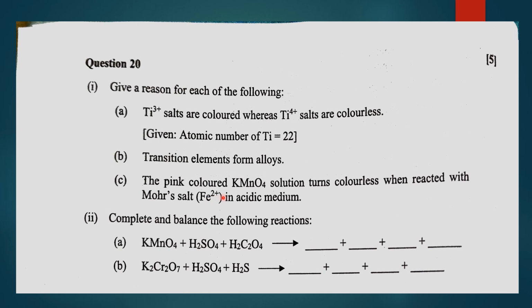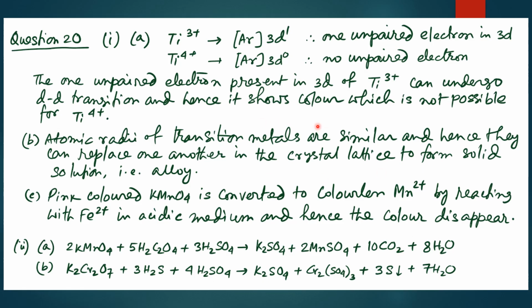And this part C is a very famous question that you perform in your titration. The purple colored KMnO4 is reduced to Mn2 plus, which is colorless. So the color fades or disappears. And for the balanced chemical equation, there is nothing to discuss. Just see the answer and you can check.